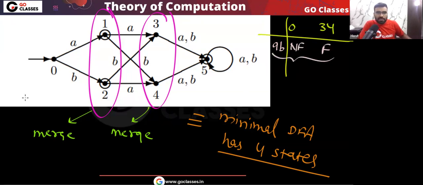Is this clear? So check two-length strings. Using AB, you can check that 0 is not equivalent to 3 4. Is this point clear? Did you understand this? So you can check two-length strings.